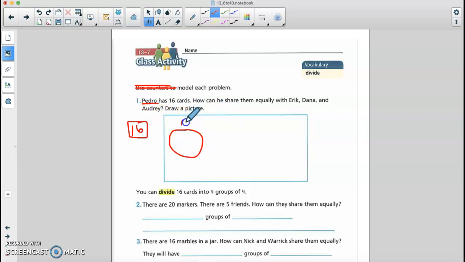I'm going to put a P. And Eric is a person. I'll put an E for Eric. And Dana. And Audrey. So all of these people are a group. Now this is the part that tricked me. I didn't realize that Pedro wanted to play the game too. So make sure that you have 4 groups this time, and that there's 16 cards.